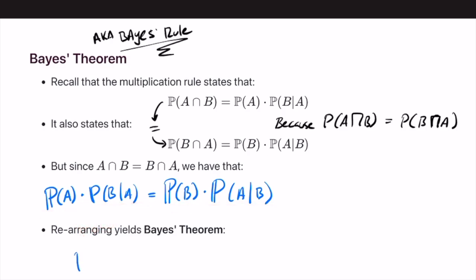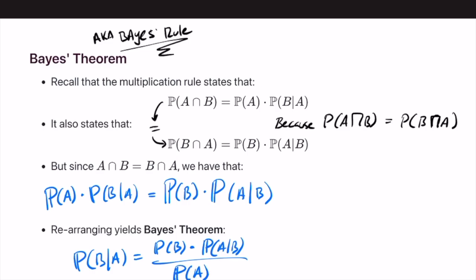And that gives us the probability of B given A is equal to the probability of B times the probability of A given B over the probability of A. And this is a theorem which does a lot, but one thing that's very useful about it is it allows us to kind of reverse engineer conditional probability problems.